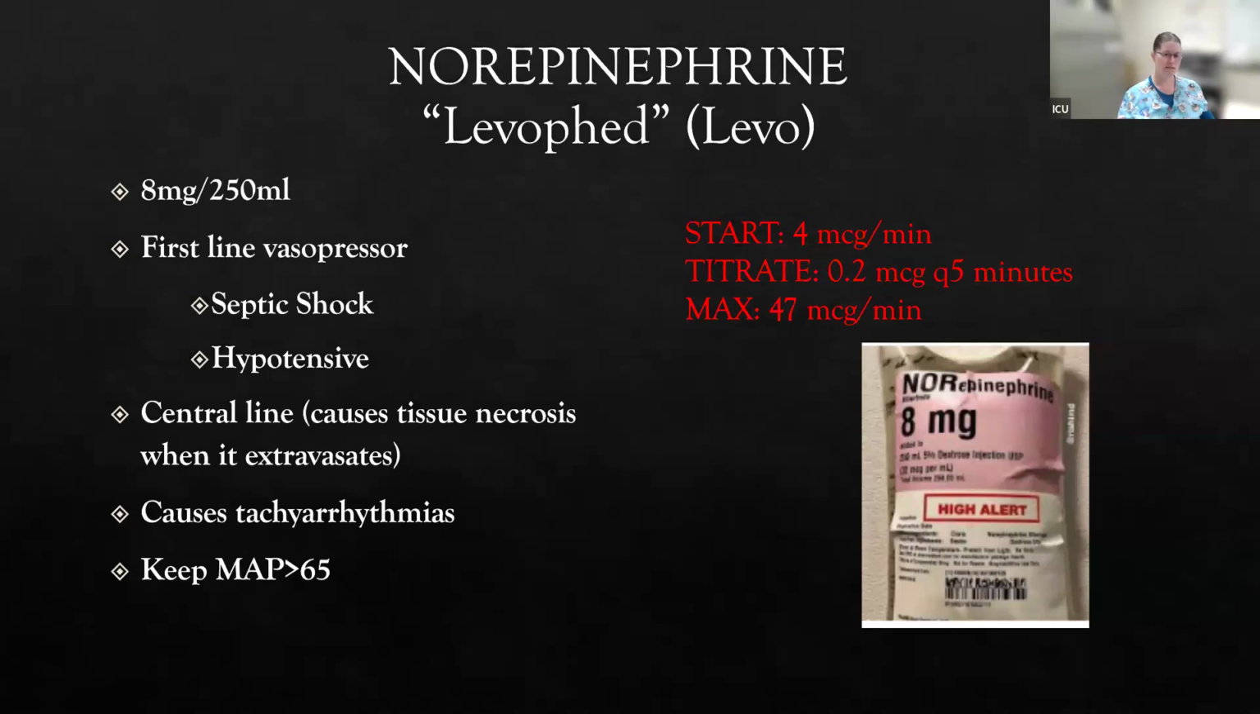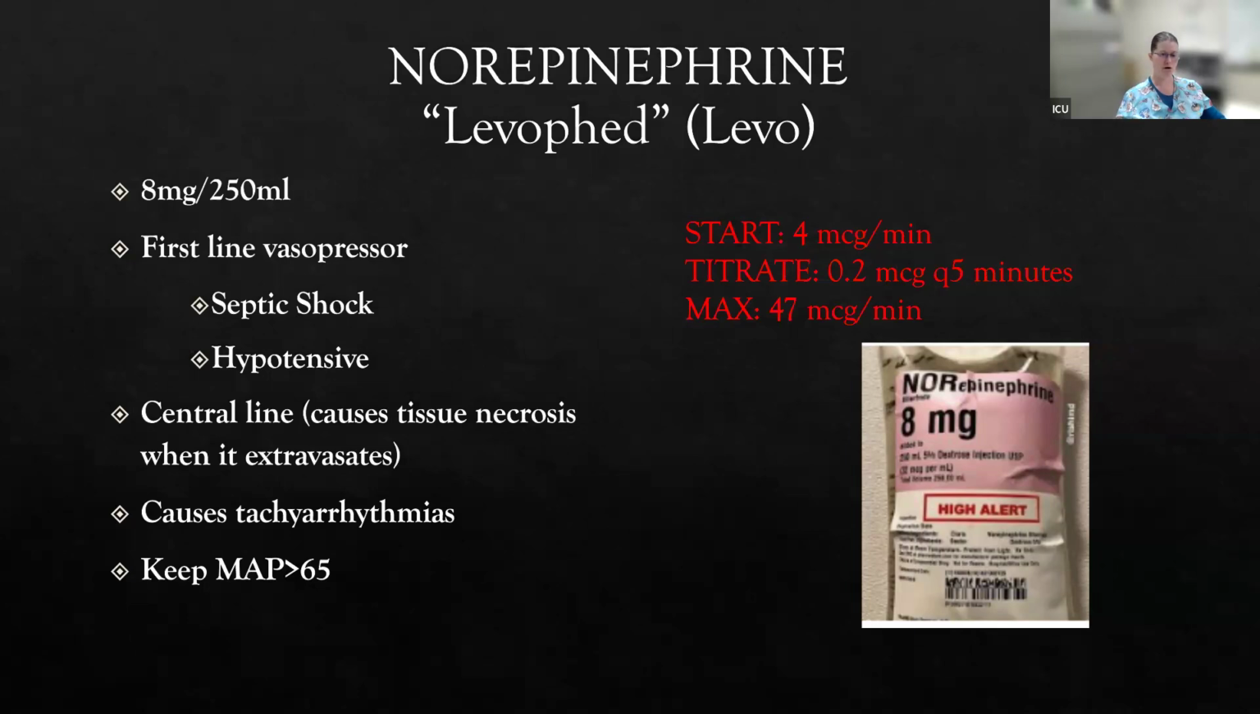Central line is always best. If it extravasates or you have it go into the tissue, it can actually cause necrosis and you can lose a limb. So in a patient on Levophed, you should have a central line if you can. If not a central line, then a midline or an ultrasound guided IV, of course, is best. And you're going to want to keep an eye on that line whenever you're in the room. Just take a quick look. Make sure that it looks like the other arm.